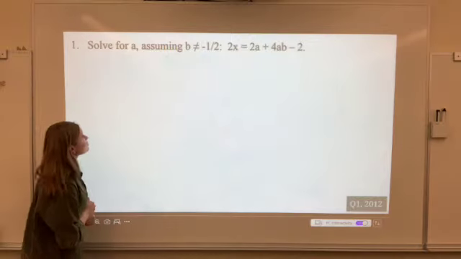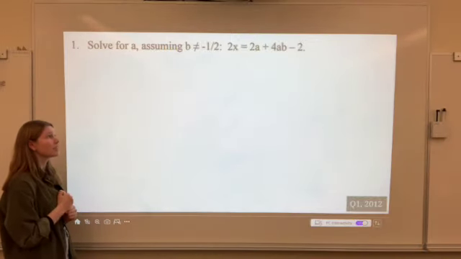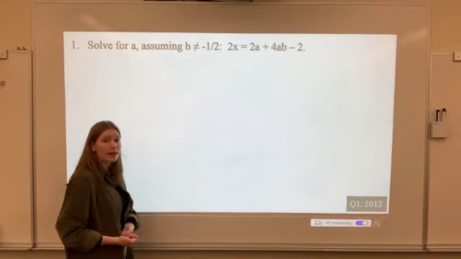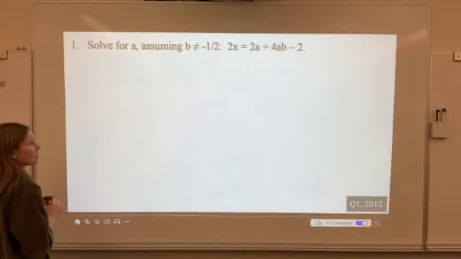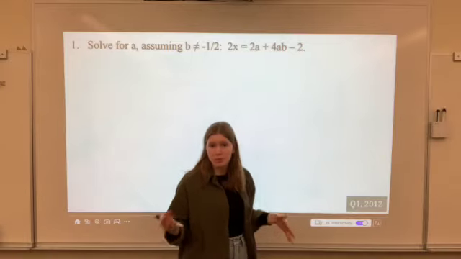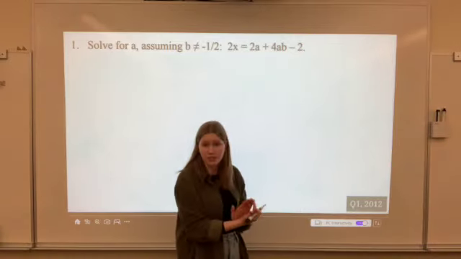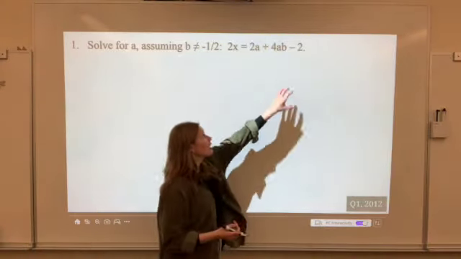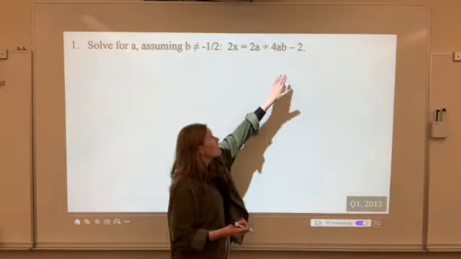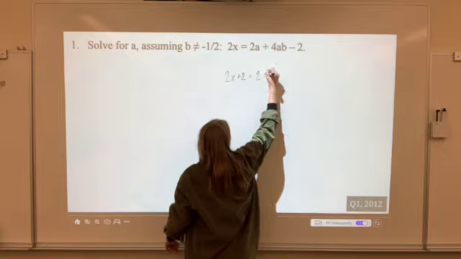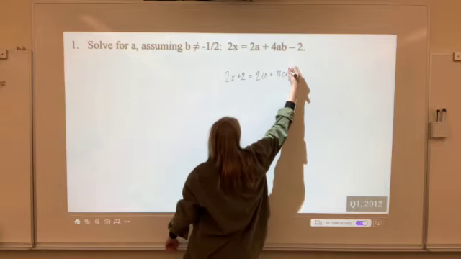Okay, solve for a, assuming b is not equal to negative 1/2. 2x is equal to 2a plus 4ab minus 2. Okay, well, I need to solve for a. I have two terms here that are a terms, meaning that they include a in the multiplication of those terms. So I'm going to do the same thing we did last time. I am going to separate any of the non-a terms from the a terms. So I'm going to add a 2 to both sides. We get 2x plus 2 is equal to 2a plus 4ab.